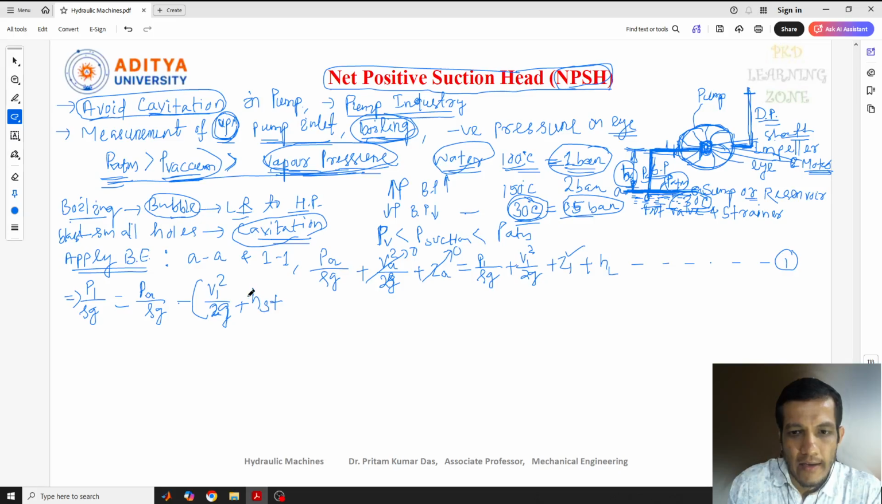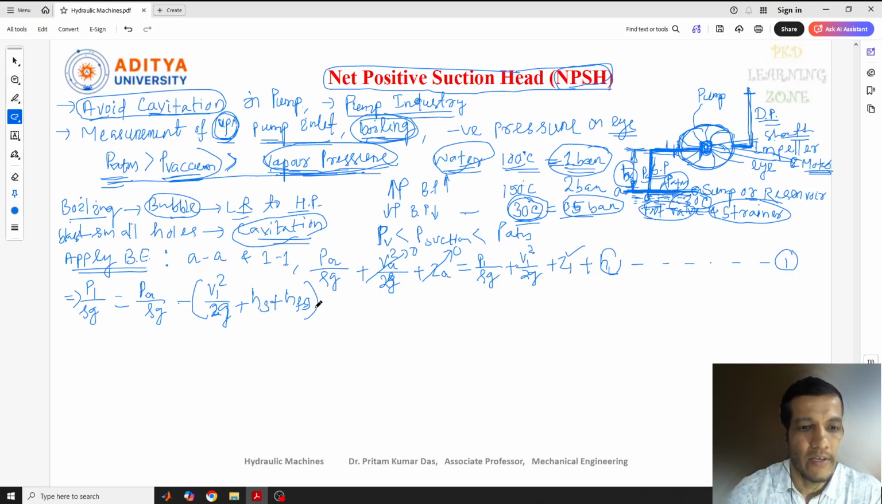And this HL, that is the head loss. How will the head loss happen when the liquid flows? The liquid flows from the foot valve and the strainer through this. So this we can write as HFS. So this is the equation we can write this way. This thing we also discussed in our previous lecture. Up to this we have done.